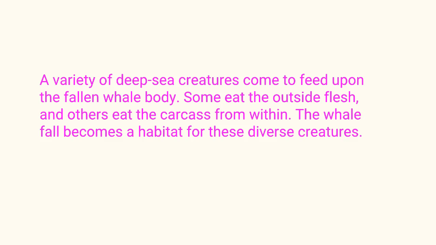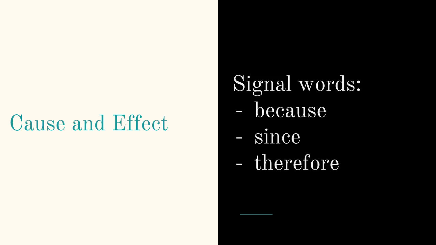A variety of deep-sea creatures come to feed upon the fallen whale body. Some eat the outside flesh, while others eat the carcass from within. The whale fall becomes a habitat for these diverse creatures. Writers of science articles often use a cause and effect structure to show relationships between events and concepts. This helps readers understand how the first event, the cause, leads to one or more effects. Signal words such as because, since, and therefore help readers identify cause and effect relationships.